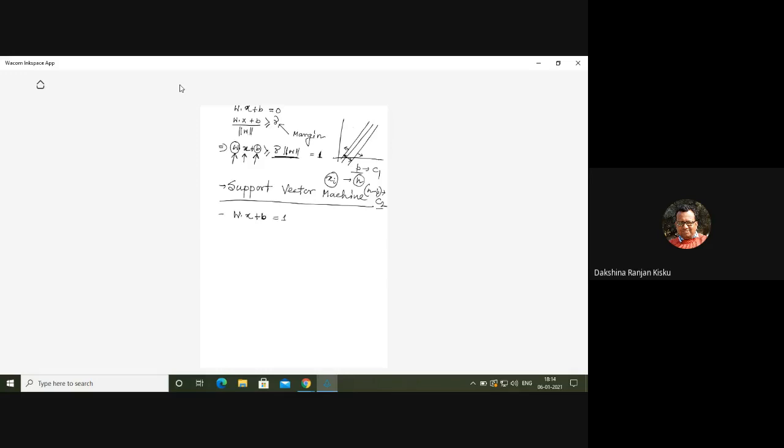Now what is w dot x plus b equals 1? This denotes that this x will lie on the boundary of the hyperplane. If this line is the hyperplane and these are the boundaries, then this feature vector x will lie on this boundary, whether it is a positive or a negative example. So this feature vector or sample will be found on the boundary of the hyperplane. In that case, we call these feature vectors support vectors. Why is this called a support vector? Let me explain.